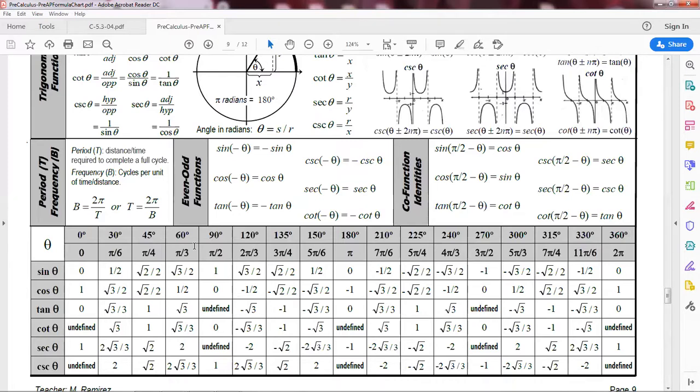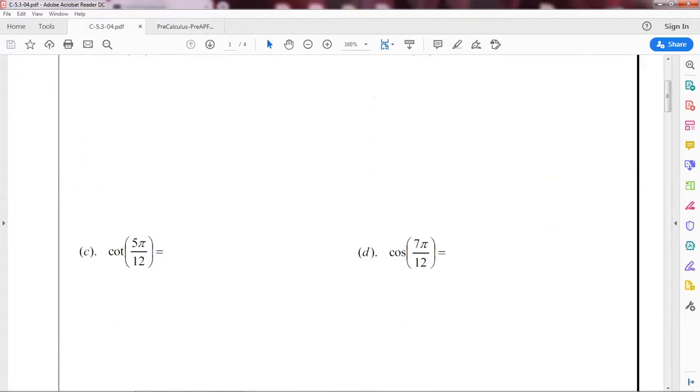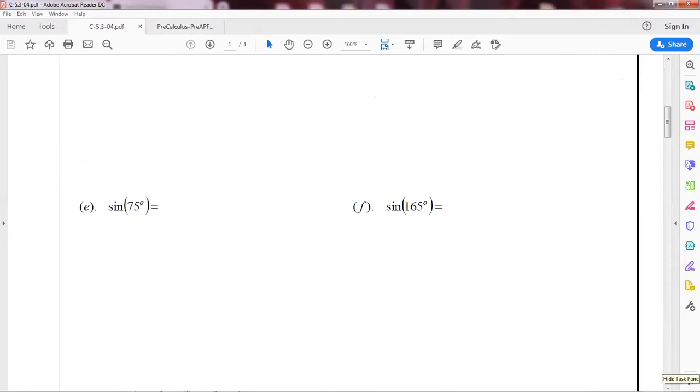Let me just give you an example. I have here in my assignment: give me the sine of, let me begin with degrees, it's simpler, for instance sine of 75 degrees. I want to know sine of 75 degrees. If I go to my table here, I don't have 75 degrees. I have 30, 45, 60, 90, 120, but not 75. So the trick is to combine these numbers.